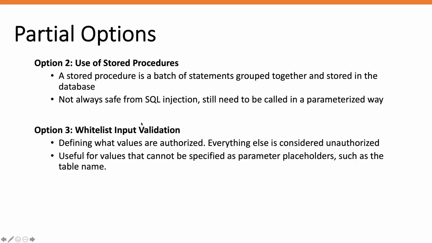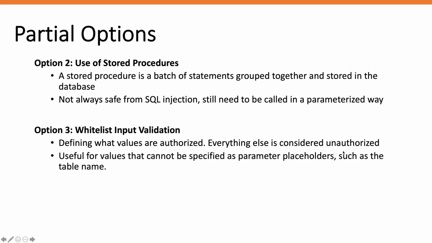And the reason that some people would use stored procedures or any of the partial options is because there are certain parameters that you can't specify as placeholders in parameterized queries, for example, the table name or the column name. And so if that's user controllable, you have to use one of the partial options in order to prevent SQL injection attacks. Now, the correct way of doing it is that this should never be user controllable, but if it has to be user controllable, then you use one of the partial options. That's option 2. Option number 3 is whitelist input validation. So define which values are authorized. Everything else is considered to be unauthorized.